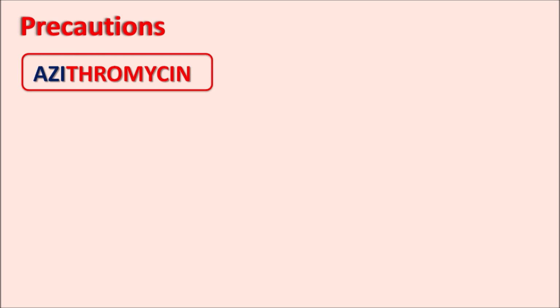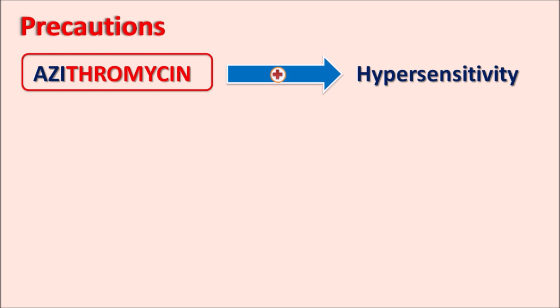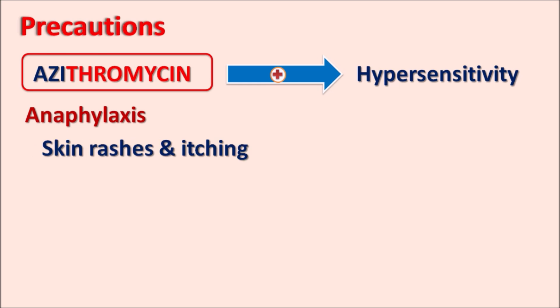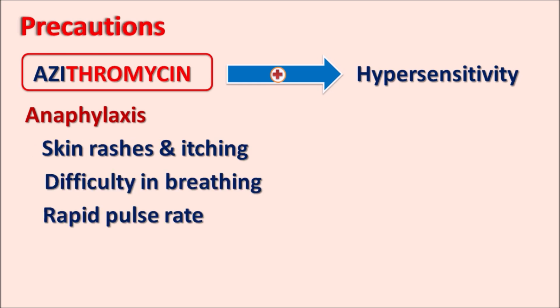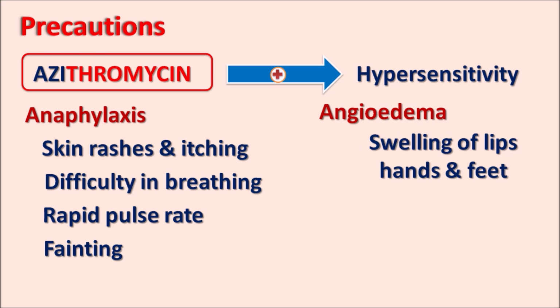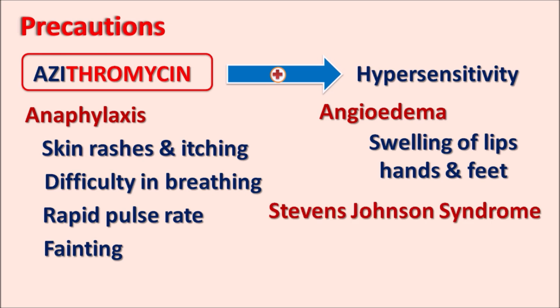Similarly, the third important precaution of this drug is the production of hypersensitivity reactions. Azithromycin can produce a few severe hypersensitivity reactions like anaphylaxis, where symptoms like skin rashes, itching, some difficulty in breathing, rapid pulse rate, and fainting can be observed in the patients. Similarly, it can also produce angioedema, where swelling of the lips, hands, and feet can be observed. And sometimes this drug can also induce a fatal hypersensitivity reaction, Stevens-Johnson syndrome.